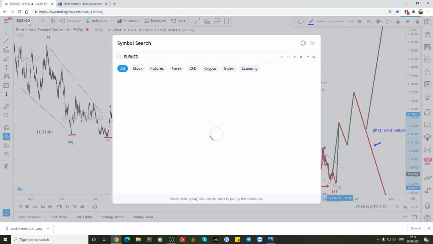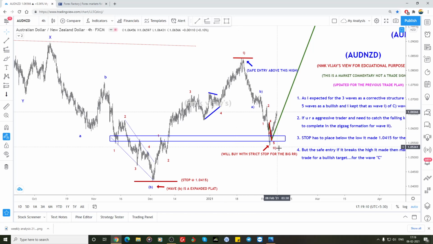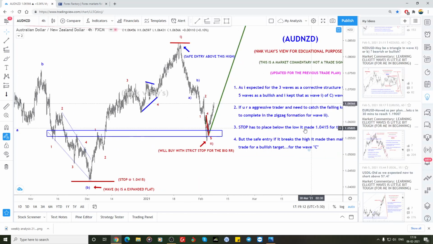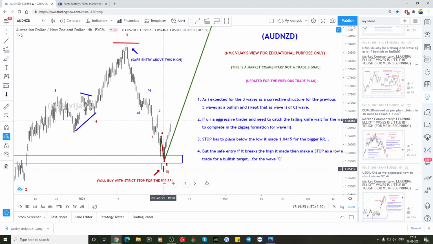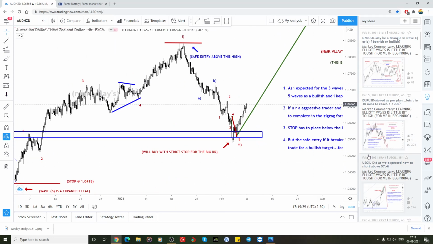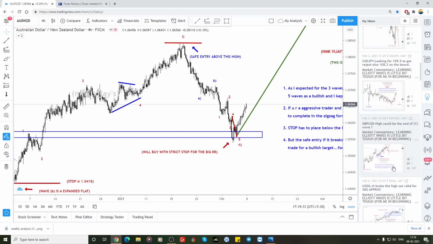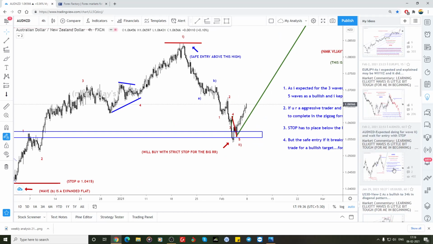And one thing is Australian New Zealand dollar. As I said, it did it perfectly, and I immediately bought at the exact low, at 1054, I think, yeah, 1054554 I bought, and immediately I placed the stop loss here. Just hold that, because as per my analysis I have already explained that.